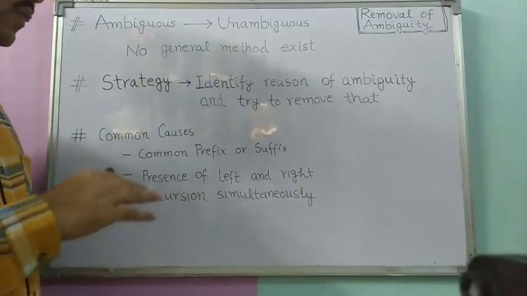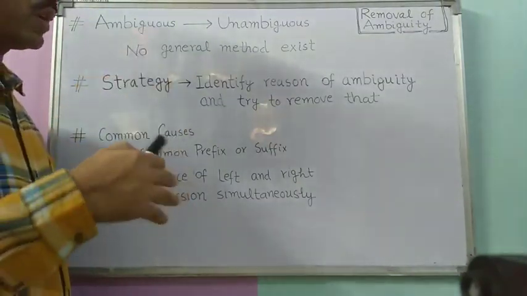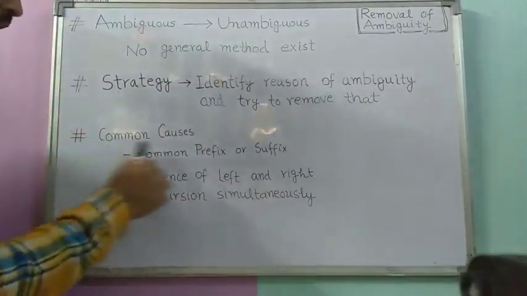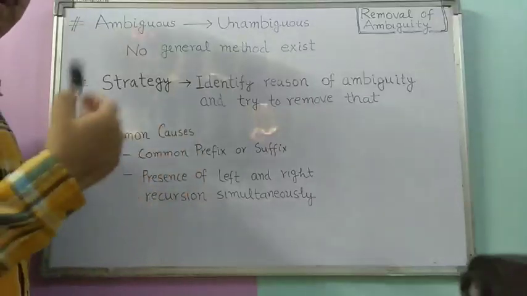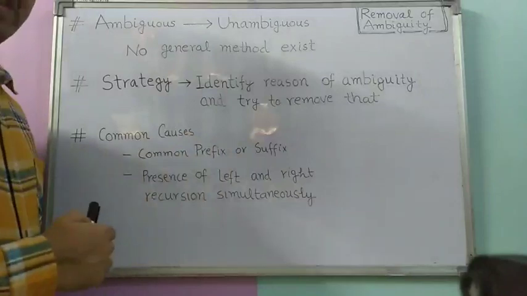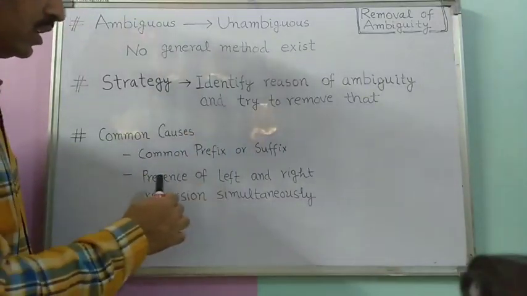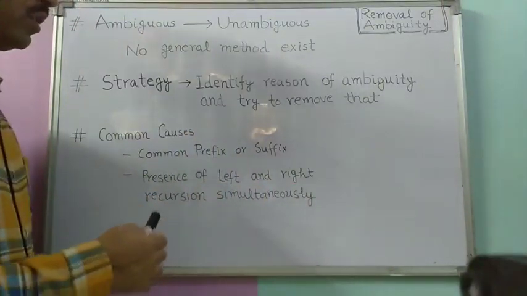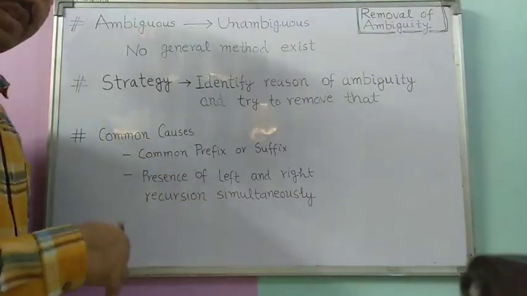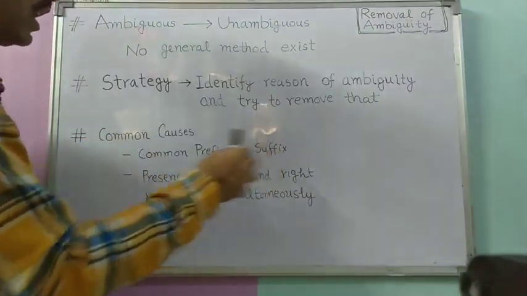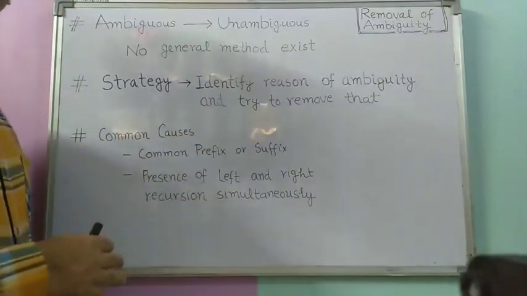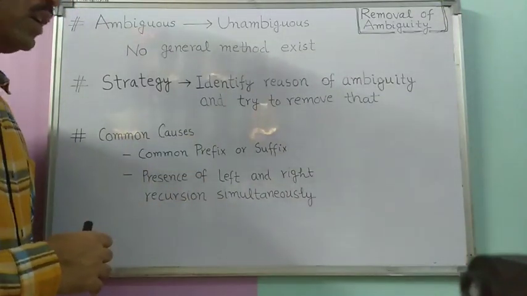Now we'll first discuss the most common reasons which make a grammar ambiguous. The most common causes are, number one, common prefixes or suffixes. And the second reason is the presence of left and right recursion both simultaneously. So we have both left and right recursion present in our productions, or our productions have common prefixes and suffixes. So these are the most common reasons. We will discuss these in detail.